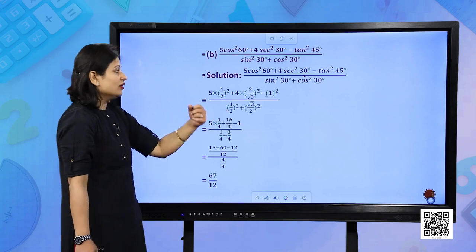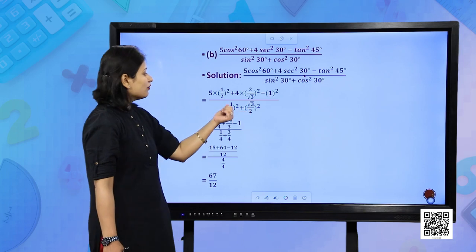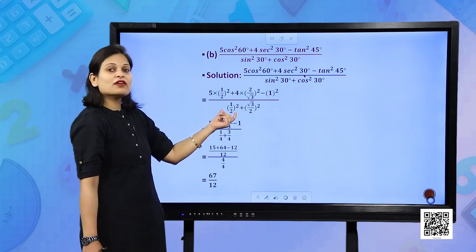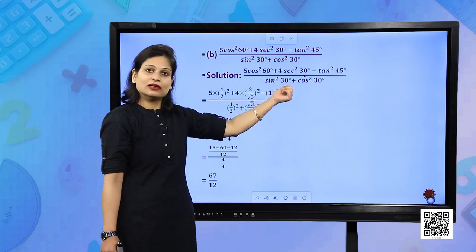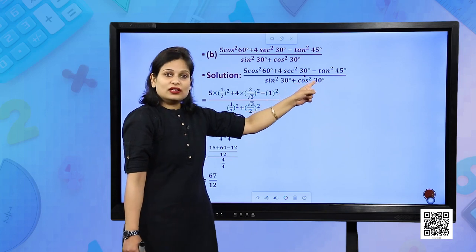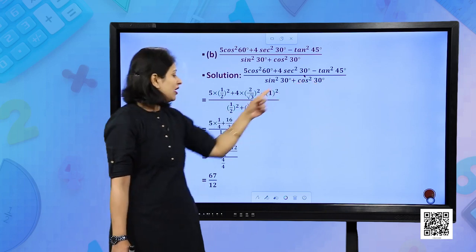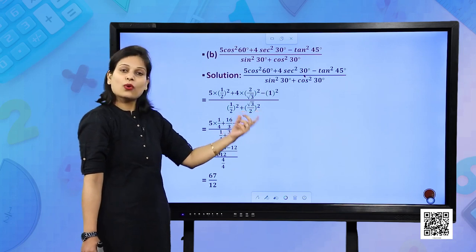In the denominator, we have sin square 30 degree. Sin 30 degree is what? 1 by 2. So, we will write 1 by 2 whole square because here we have sin square 30 degree plus, as it is. Cos square 30 degree is what? Cos 30 degree is root 3 by 2. So, we have to write root 3 by 2 whole square.